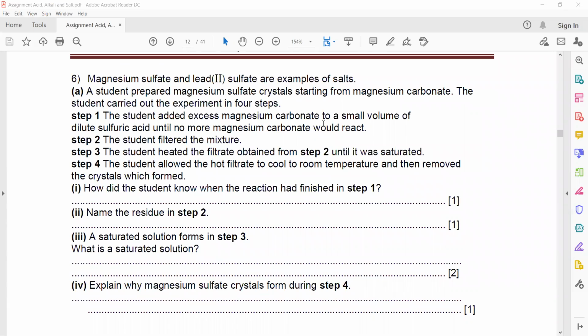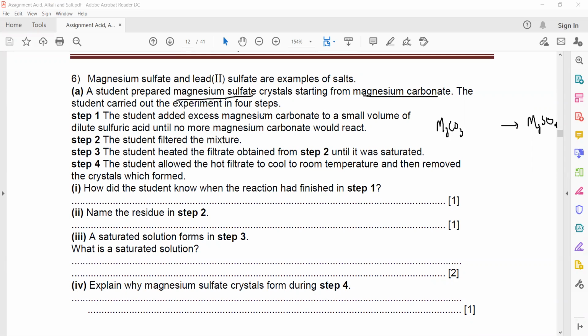Okay, question 6. Magnesium sulfate and lead sulfate are examples of salts. A student prepared magnesium sulfate crystals starting from magnesium carbonate. So the student is having magnesium carbonate and he's preparing magnesium sulfate. The student carried out the experiment in 4 steps.